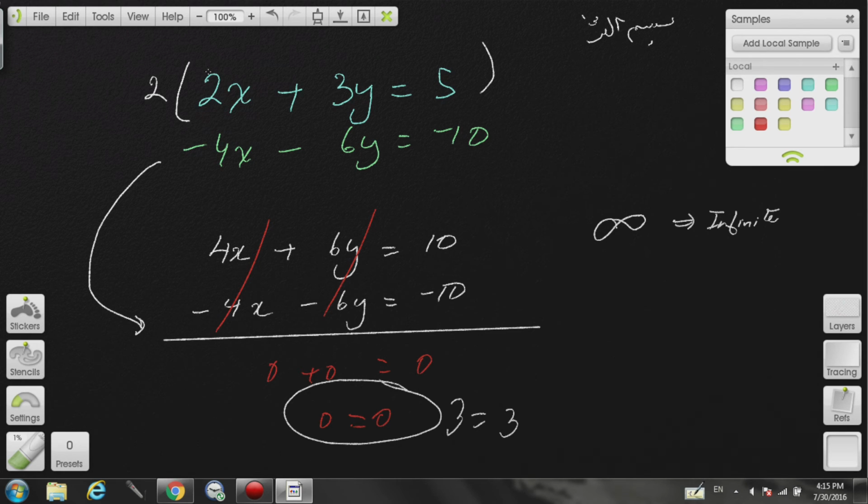What I did is, I took this one, and in my mind, I multiplied the whole equation by negative 2. Do you understand? That's what I did. I wrote this one, I multiplied by negative 2. It's the same line. So when you get something like this, then it is infinite solutions.